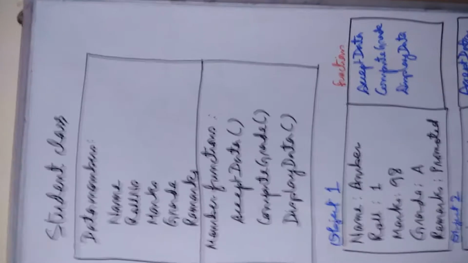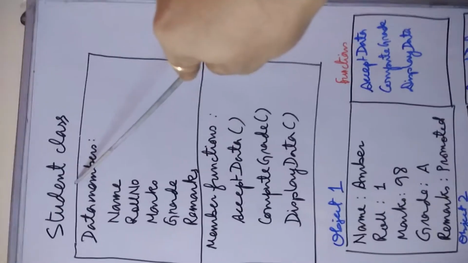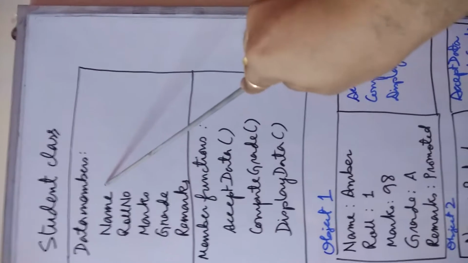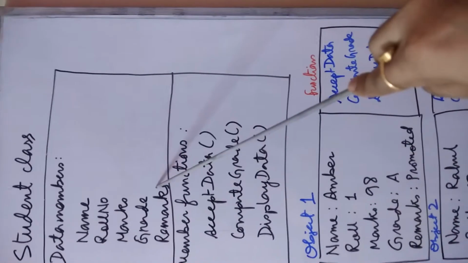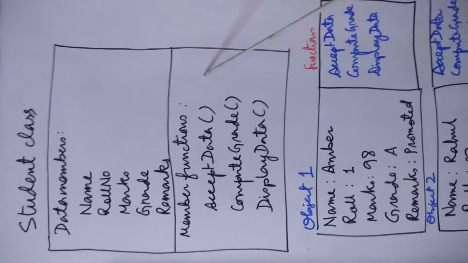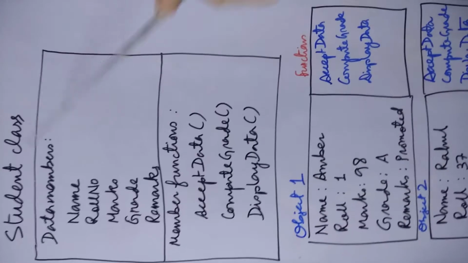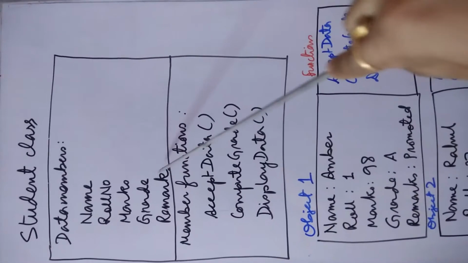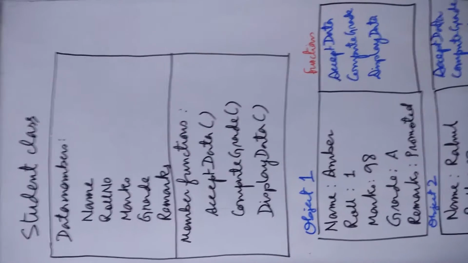Now let us consider it in a programming sense. Now see here, let me take the class student. If I have done a program on class student, I have certain data members like name, roll number, marks, grade, remark. And I have added some functions like accept data, that will take name, roll number, marks from the user. Compute grade, according to the marks it will compute the grade and put the remark, and display data will display all the things. Now let us see these objects.